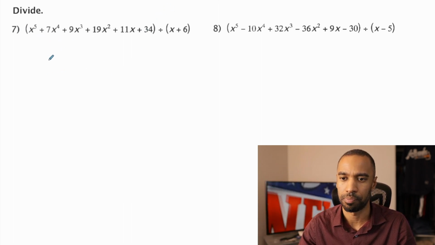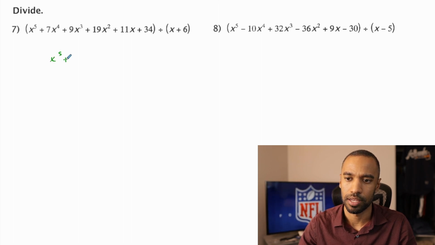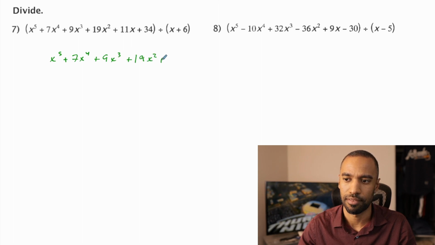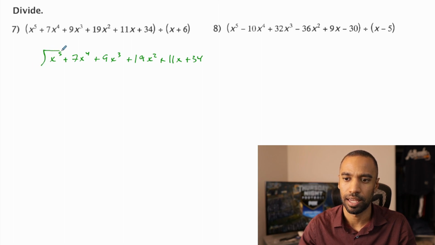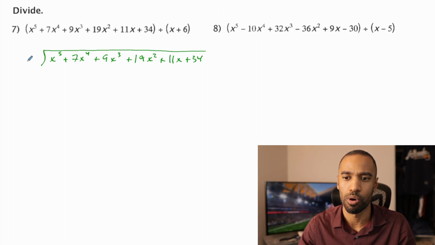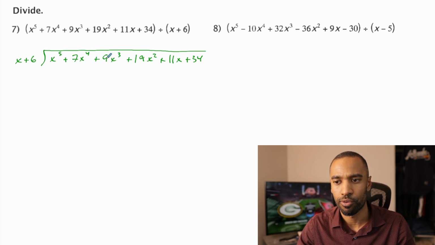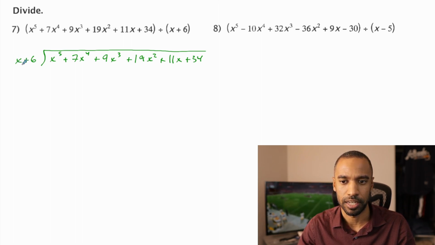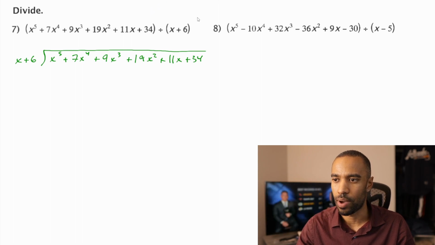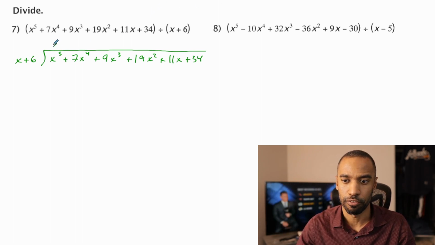Let's start with long division. x to the 5th plus 7x to the 4th plus 9x cubed plus 19x squared plus 11x plus 34. Let's divide that all by x plus 6. And I'm going to do this mostly with the large idea that you've seen me do this before. I'll give you some reminders about how I subtract and such, but we take the leading term here and see how many times it goes into the leading term here. x goes into x to the 5th, x to the 4th times.